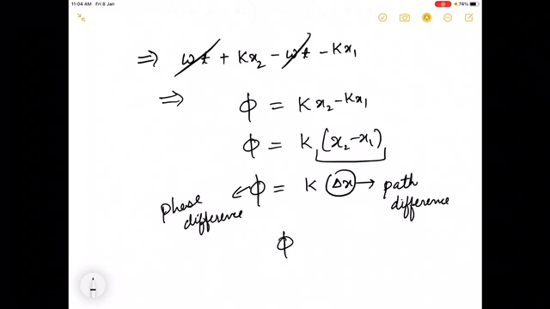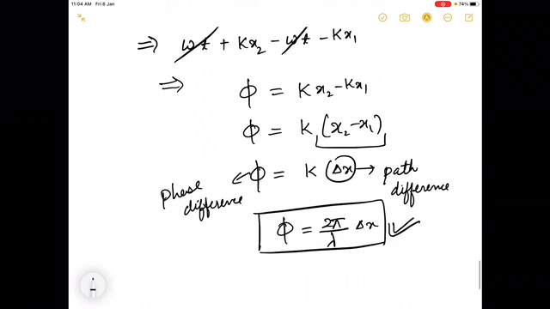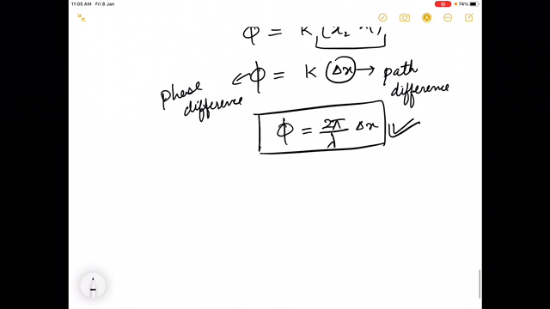Again, k is written as 2 pi by lambda. You can pause the video and go back, and you can find that k was a constant related to your wavelength, given as 2 pi by lambda. I hope that is understandable to everyone. Did everyone understand? I hope it's clear. Now we know the phase difference between the two waves.